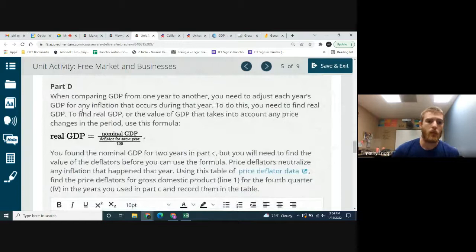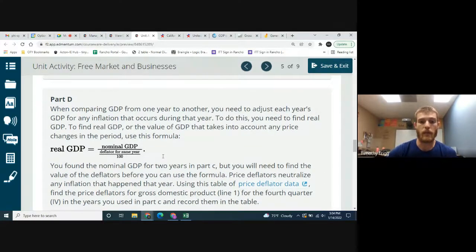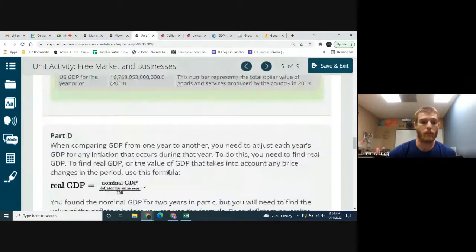So part D, when comparing GDP from one year to another, you need to adjust each year's GDP for any inflation that occurs during that year. To do this, you need to find real GDP. To find real GDP, or the value of GDP that takes into account any price changes in the period, use this formula. So now we're going to use this to calculate real GDP. Okay, so you found the nominal GDP. We already found that. That's what we did in this problem up here.